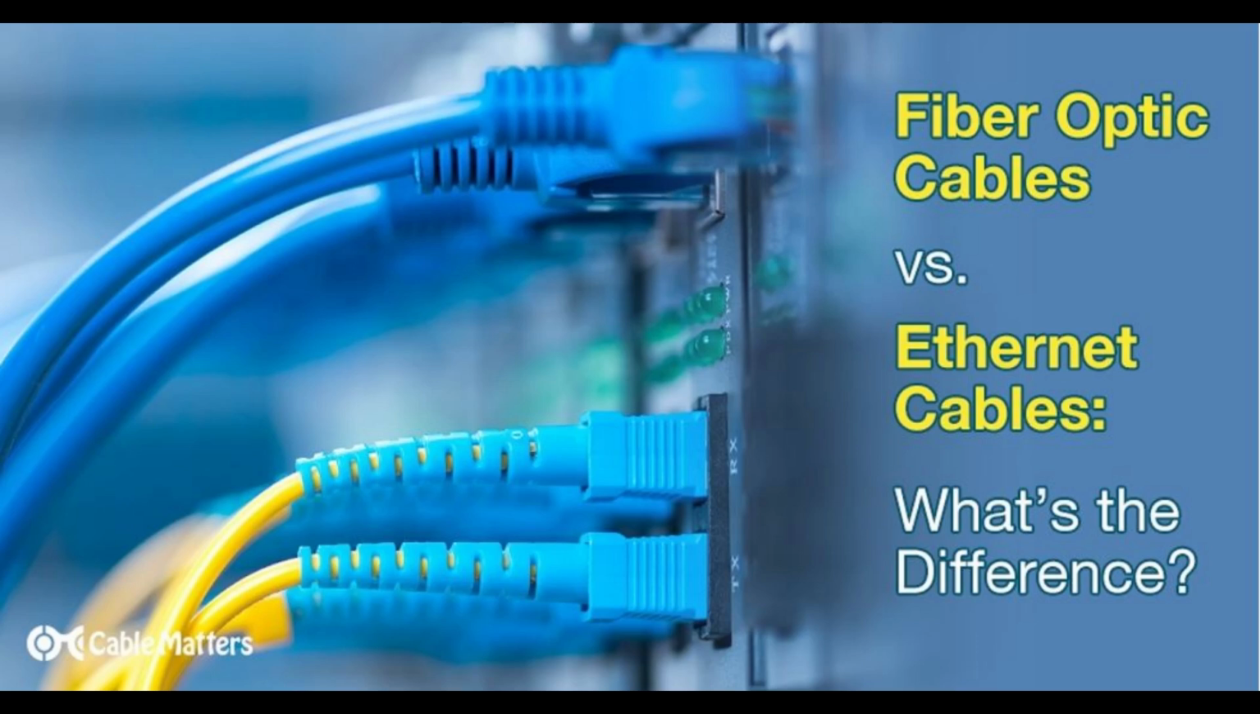Another advantage of fiber optic technology is its immunity to electromagnetic interference, EMI. Unlike copper cables, which can be affected by EMI, fiber optic cables are immune to interference from electrical and magnetic fields. This makes them ideal for use in environments where EMI is a concern, such as in medical facilities, industrial plants, and near power lines.